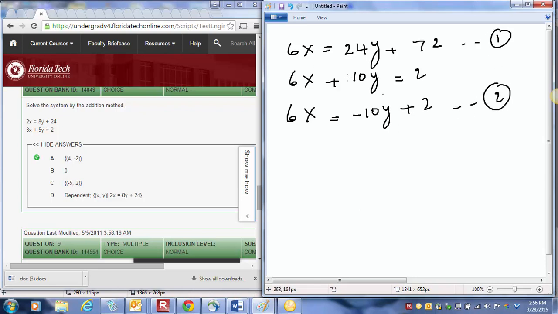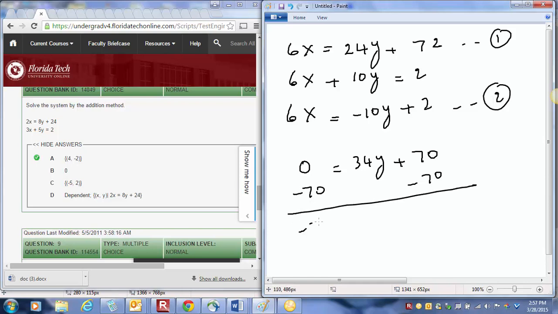Let's do 1 minus 2. Let's subtract this equation minus this equation. So 6x minus 6x would be 0. 24 minus negative 10y would be 24 plus 10y, which is 34y. So we're just adding 24 plus 10. 72 minus 2 is 70. So let's solve for y. Subtract 70 from both sides. You get negative 70 equals 34y.